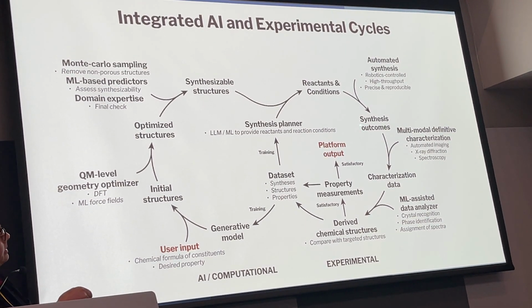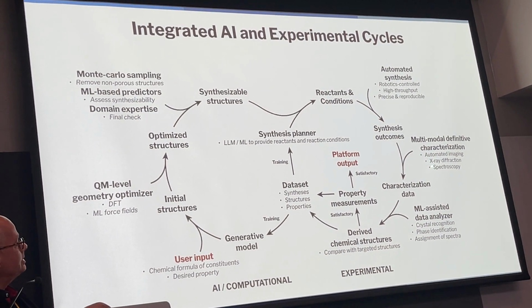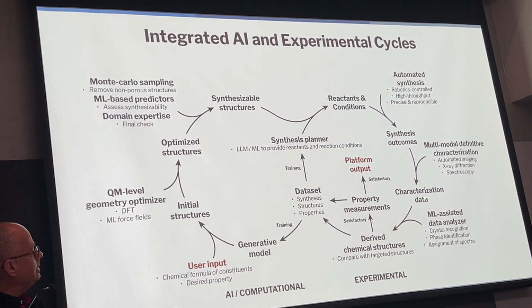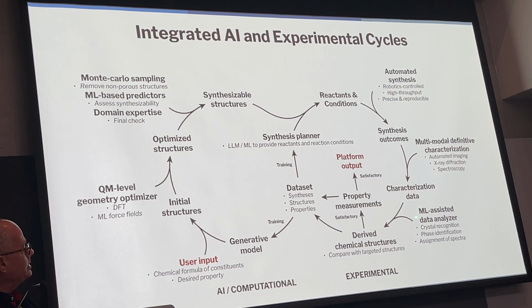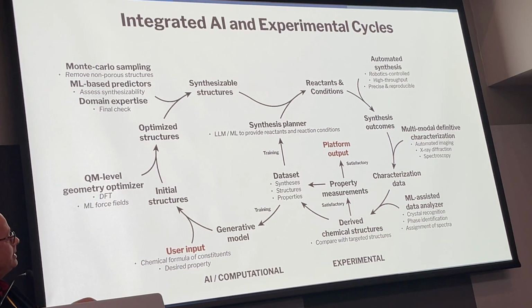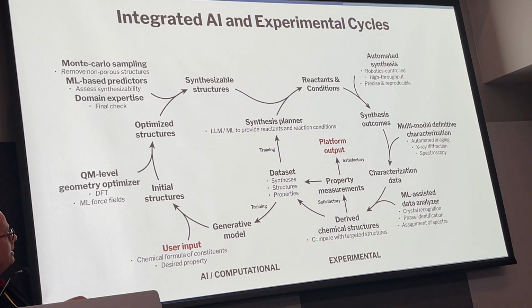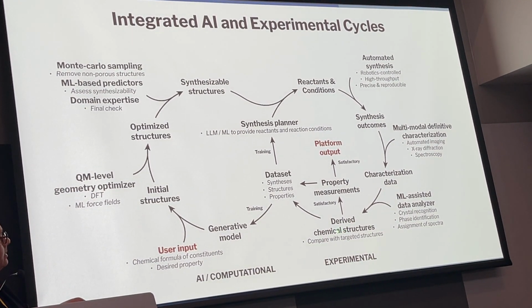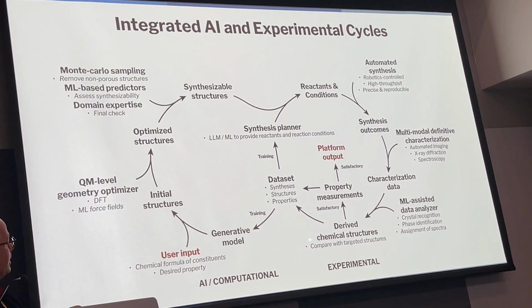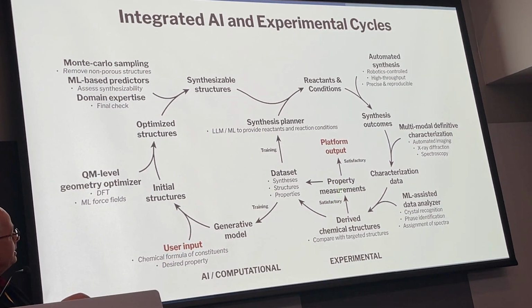Then you have some synthesis outcome crystals, and we use multimodal characterization: automated imaging, X-ray diffraction, spectroscopy, any technique that we can automate, and then we get our characterization data. This is then subjected to ML-assisted data analysis to recognize the crystals, identify the phase in crystallography, and assign spectra, and now you've got your potential good structure. We compare this to what we targeted back here in our synthesizable structures.